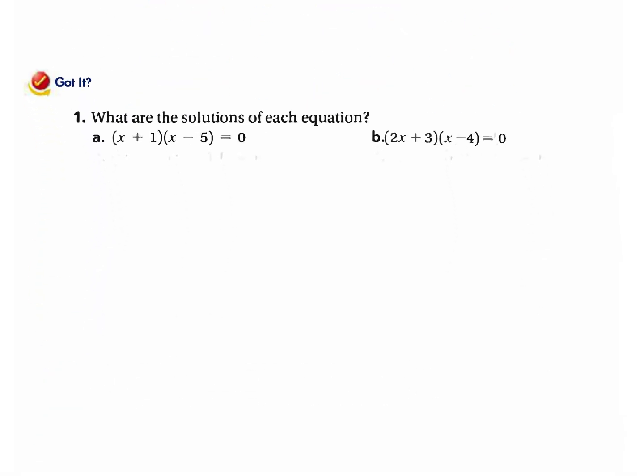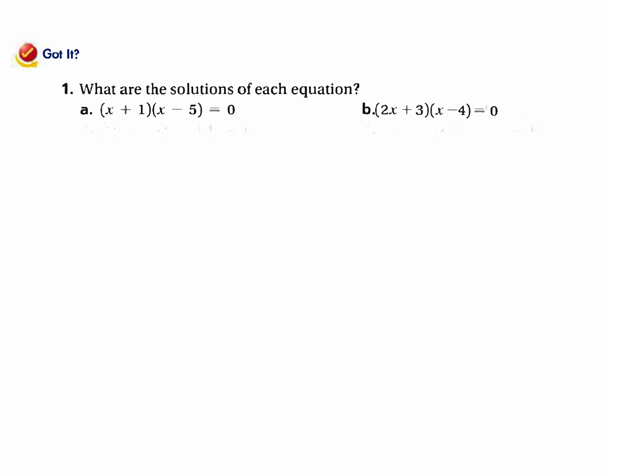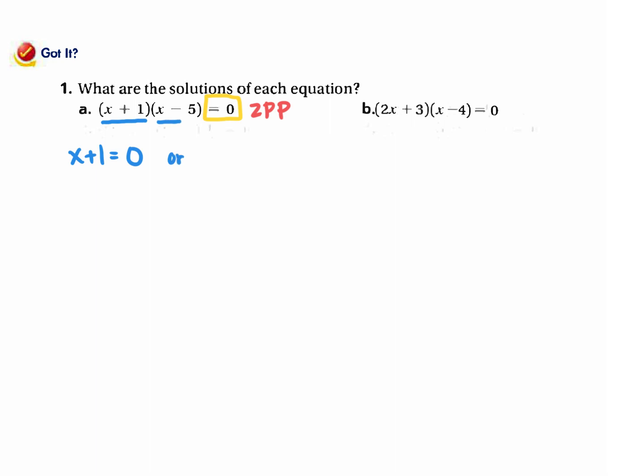Let's keep practicing. What are the solutions of these equations? Well, it equals 0, so I can use the ZPP. And I'll take that first part, x plus 1, and maybe x plus 1 is the part that would be equal to 0. Or maybe it's the second factor, x minus 5. Maybe that's equal to 0. Or maybe both of them are equal to 0. But let's solve and see what our options are.